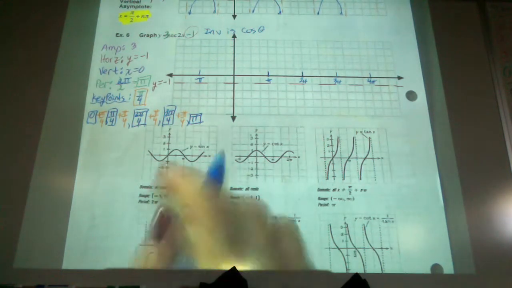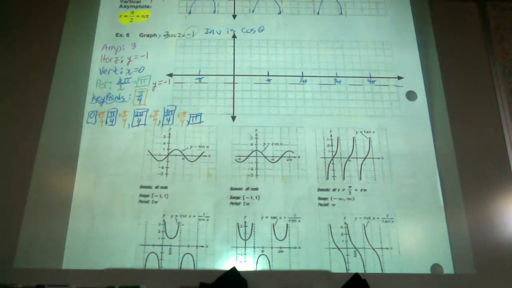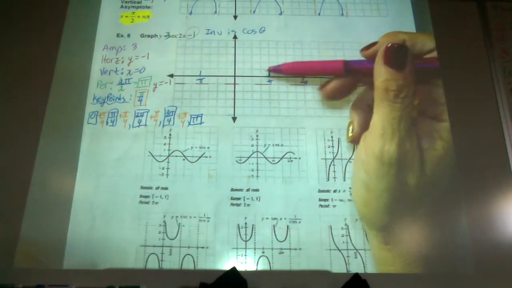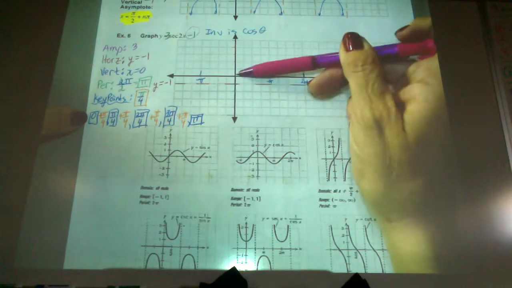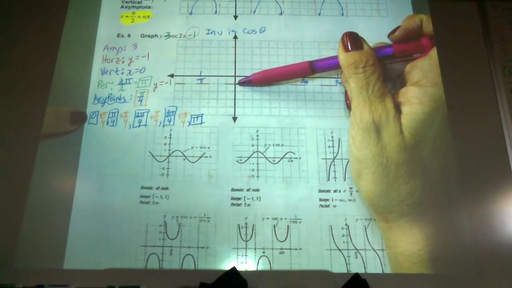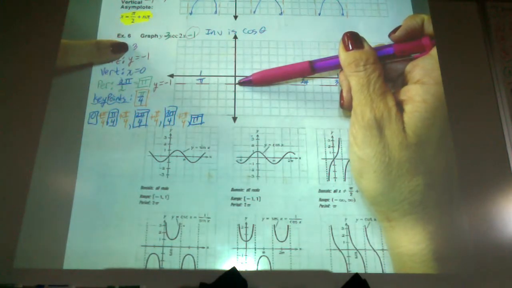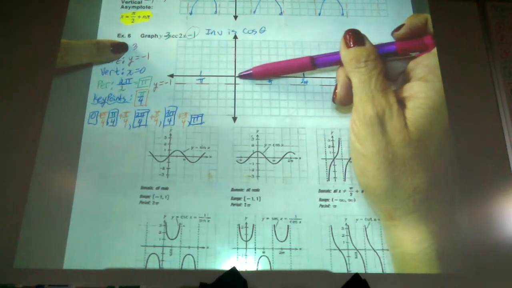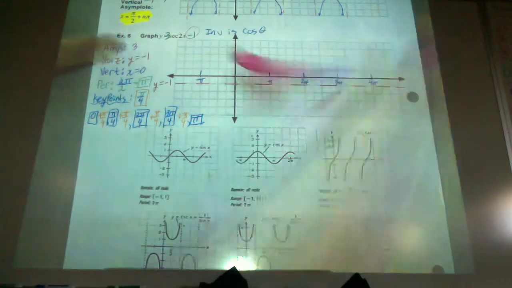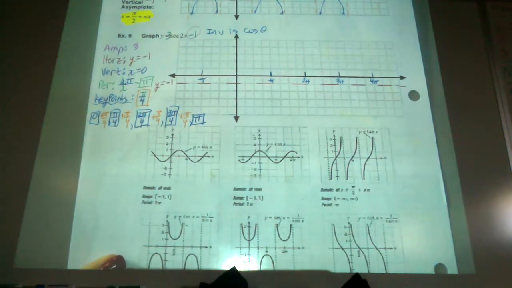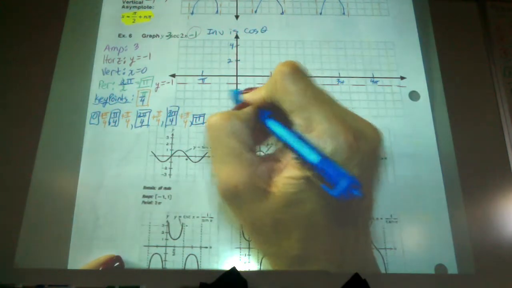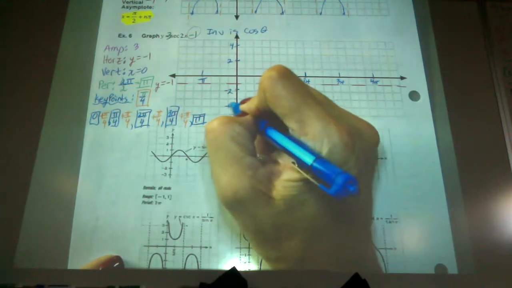So on my graph here, I'm going to go every single grid line. When I start at 0, 0 is now here at the new 0 line. And I apply my amplitude of 3 above the 0 line. So let's partition this out. This is 2, and this is 4. This is -2 and -4.